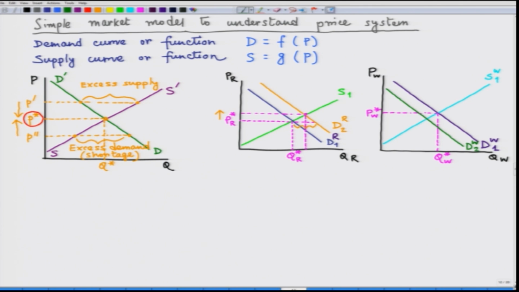So, what will happen now? There is some excess supply of wheat in the market, and of course, there will be some downward pressure due to a glut of wheat supply in the market. So, there will be a fall in the equilibrium price. The new equilibrium price will be obtained at the new intersection between the new demand curve and the original supply curve.